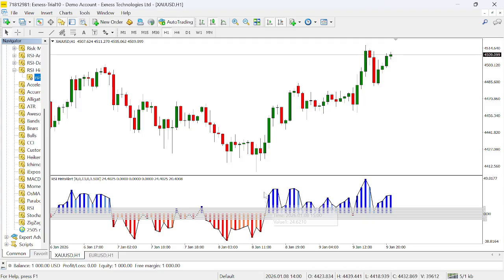Bars extending upward above the center line or threshold indicate bullish momentum, while bars extending downward or below key levels show bearish conditions. The histogram format makes it easier to spot divergences between price and RSI, where the histogram makes higher lows while price makes lower lows for bullish divergence, or lower highs while price makes higher highs for bearish divergence. As for the settings, let's take a look.